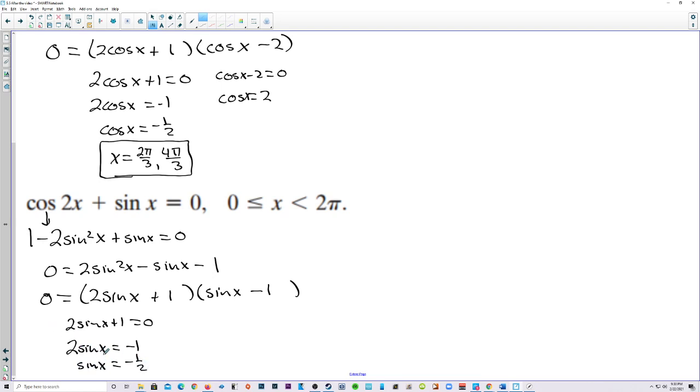Well, now we want to know where sine is negative 1/2. And that's at 7 pi over 6 and 11 pi over 6. Let's get the other answer. Sine of x minus 1 is equal to 0. We want to know where sine of x is equal to 1, and that is at pi over 2.